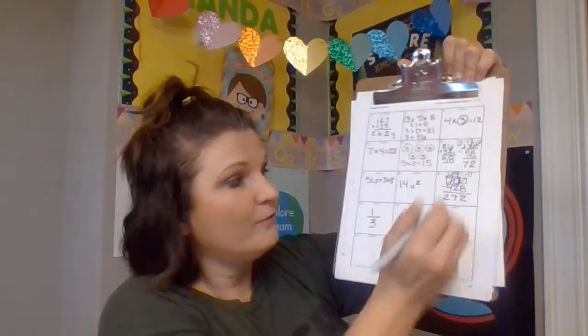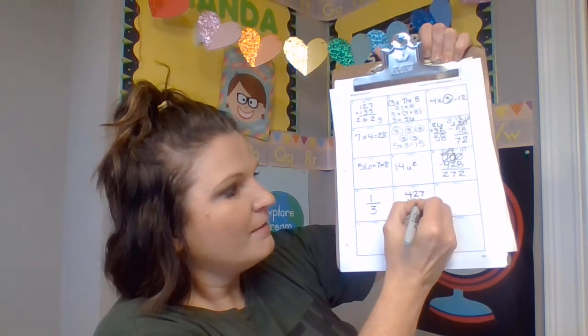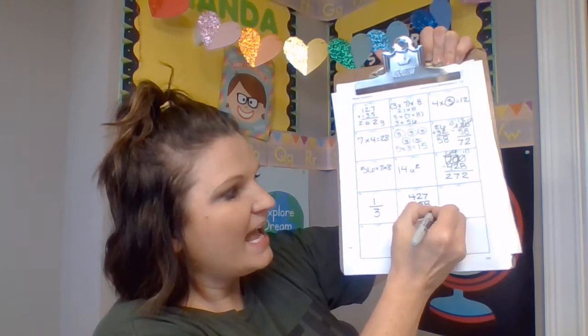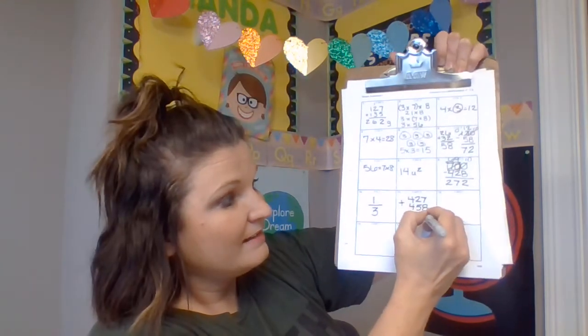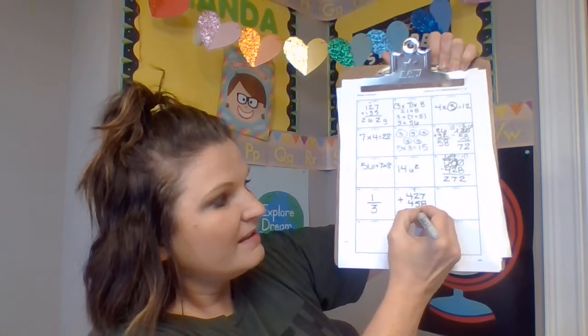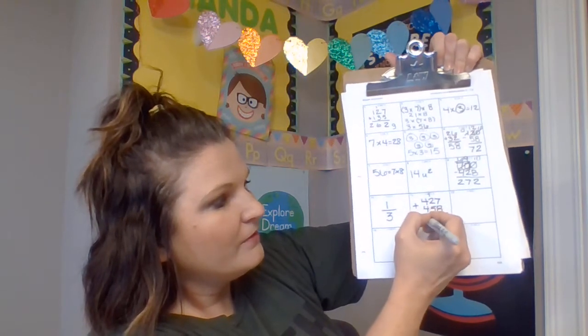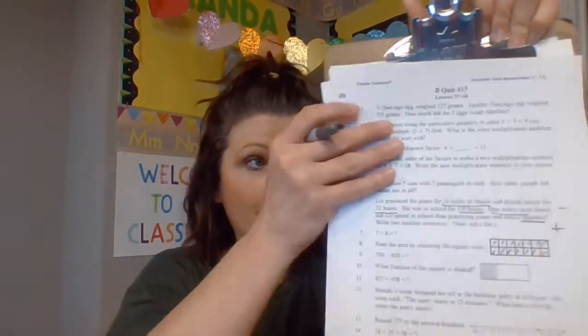All right, number 11. 427 plus 458. 7 plus 8 is 15. 1 plus 2 is 3, plus 5 is 8. 4 plus 4 is 8. 885.